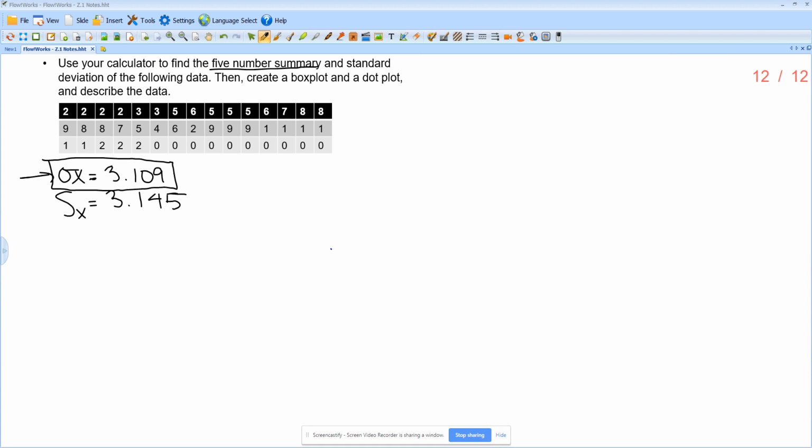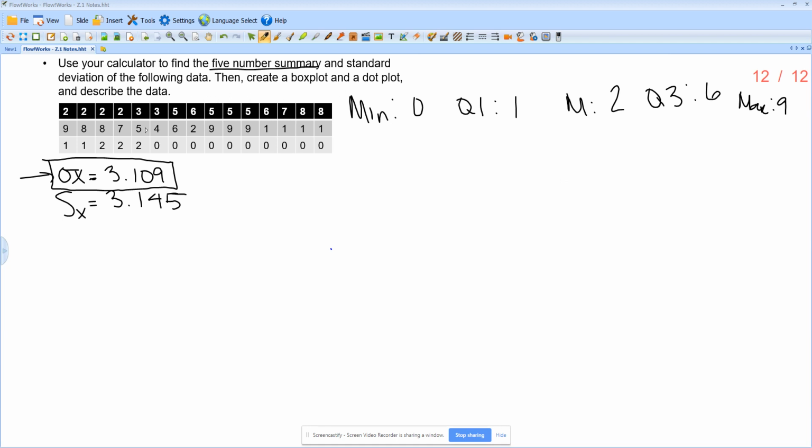So if you did this in your calculator, you can scroll down to get your 5-number summary. It says that the minimum is 0. Q1 is, I guess I'll be consistent and use a colon here. Q1 is 2. The median is 2. Q3 is 6, and the maximum is 9. One thing I have to change here, sorry about that. Q1 was not 2. Q1 was 1. Unfortunately, I didn't read my own calculator correctly.